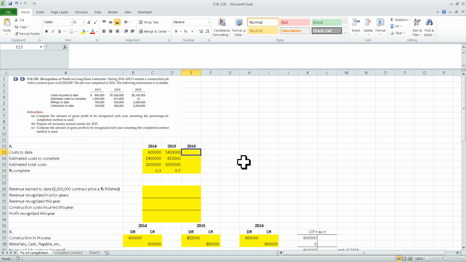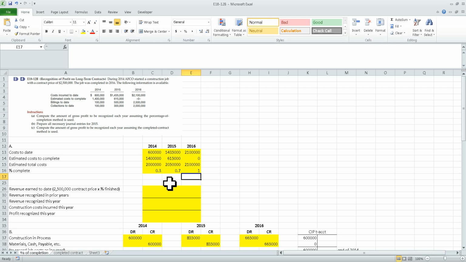Then we're going to do the same thing at the end of 2016. Total cost to date from up here is $2,100,000. Estimated cost to complete, well, we're done with the job. There is no more cost to complete the job. So total job cost, start to finish, which is now actual, not estimated, because we're done, is $2.1 million. Fraction of the job that we've completed: cost to date divided by total job cost, 100% done.